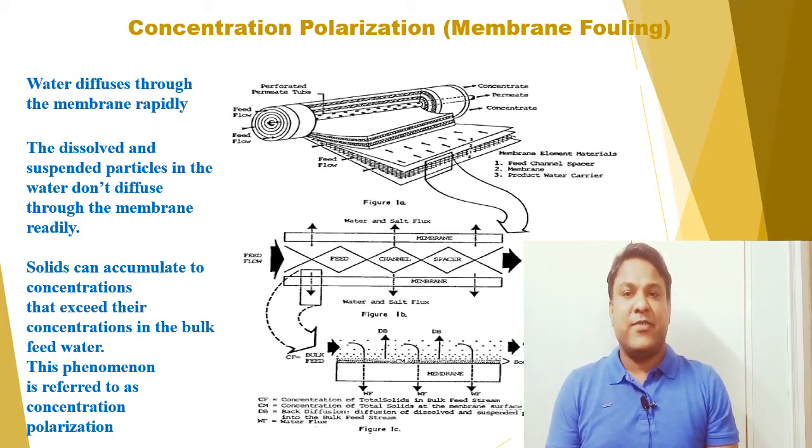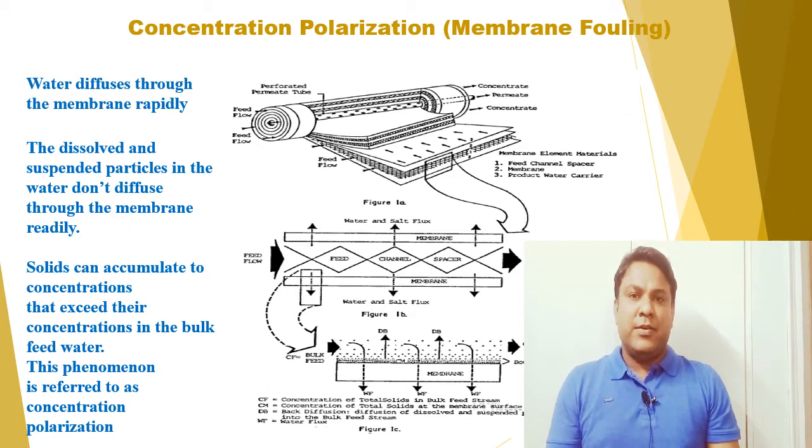Here, as given in the diagram, water diffuses through the membrane rapidly, and dissolved and suspended particles in the water don't diffuse through the membrane readily. Thus, solids can accumulate to concentrations that exceed their concentration in the bulk feed water. This phenomenon is generally referred to as concentration polarization and is basically a mass transfer related phenomenon that may cause fouling or scaling.